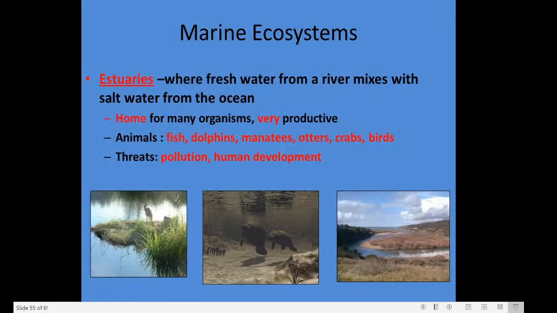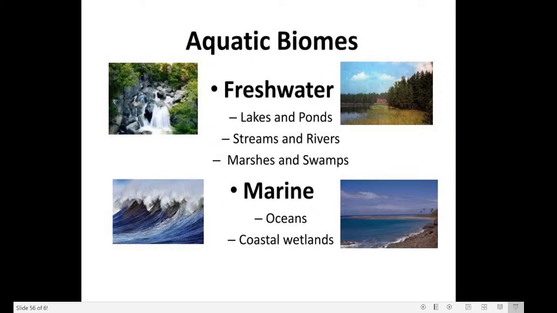Apart from this, we need to know the ecosystems, that is, the marine ecosystem. In this ecosystem, we have animals and birds living in the marine population: fish, dolphins, crabs, and birds are there. We are making pollution, and human development is a threat to the aquatic system. The aquatic biome is a freshwater system and a marine system. The freshwater system is lakes, ponds, streams, rivers, marshes, and swamps. In the marine system, we have ocean, coastal, and wetlands.